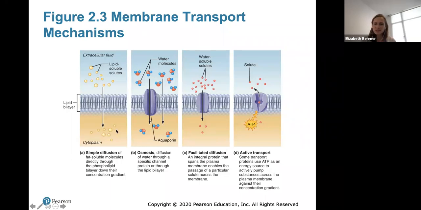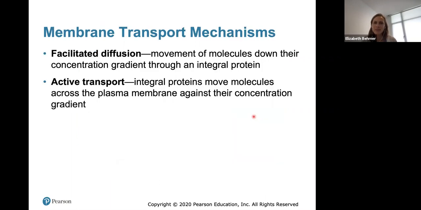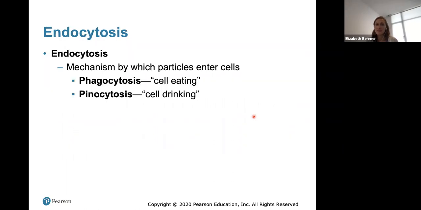So all of these processes, 1, 2, 3, don't require any energy, but active transport is moving something from an area of low concentration to high concentration, and that always will require energy, also known as ATP. Facilitated diffusion is the movement of molecules down their concentration gradient through an integral protein, and then active transport uses integral proteins to move molecules across the plasma membrane against their concentration gradient.